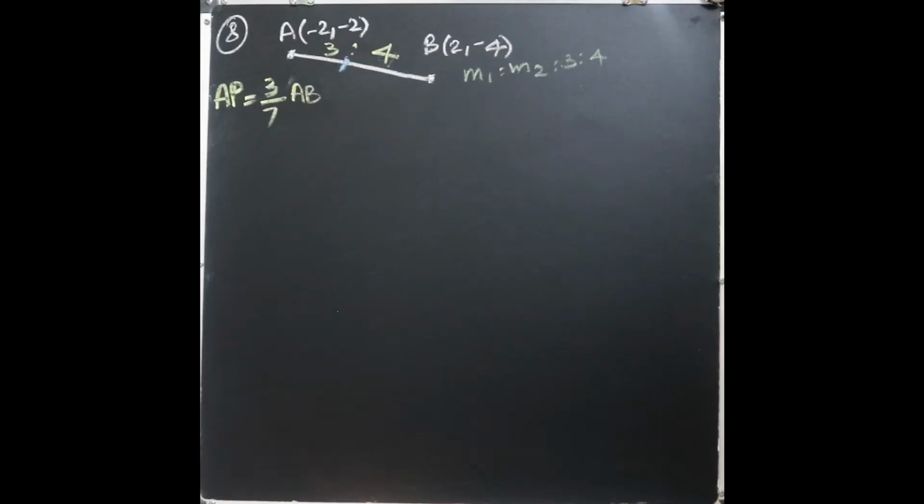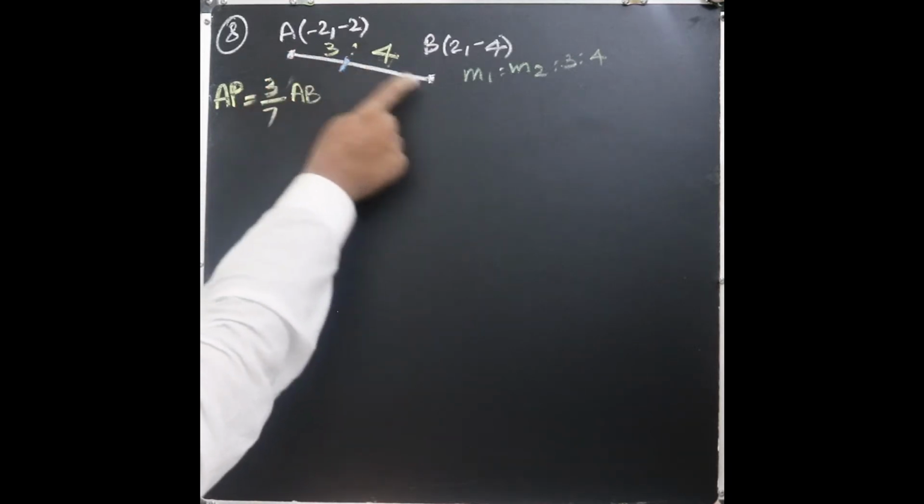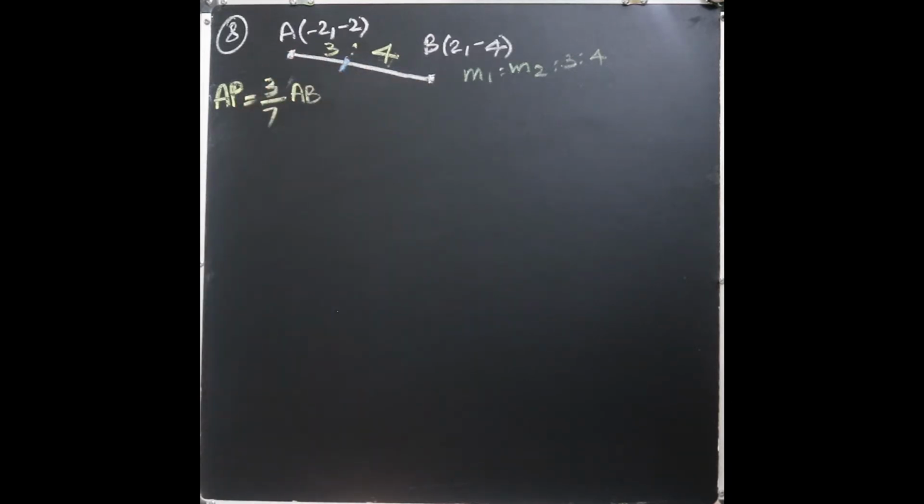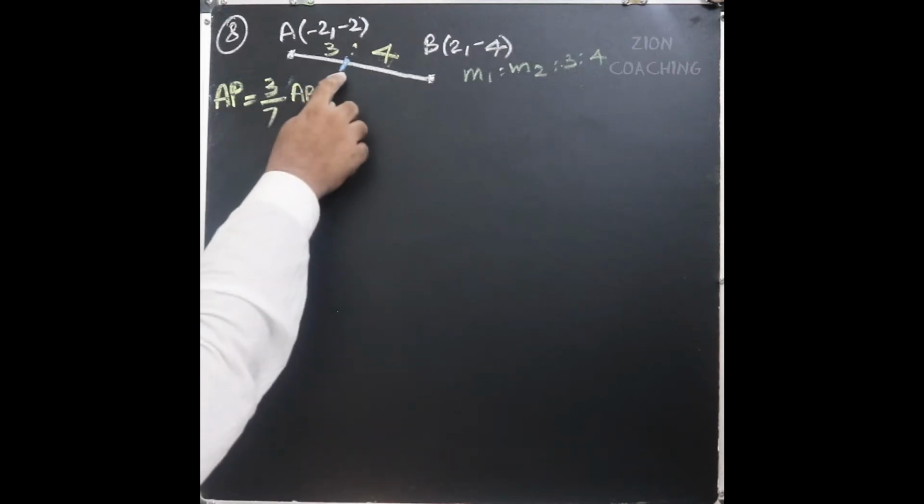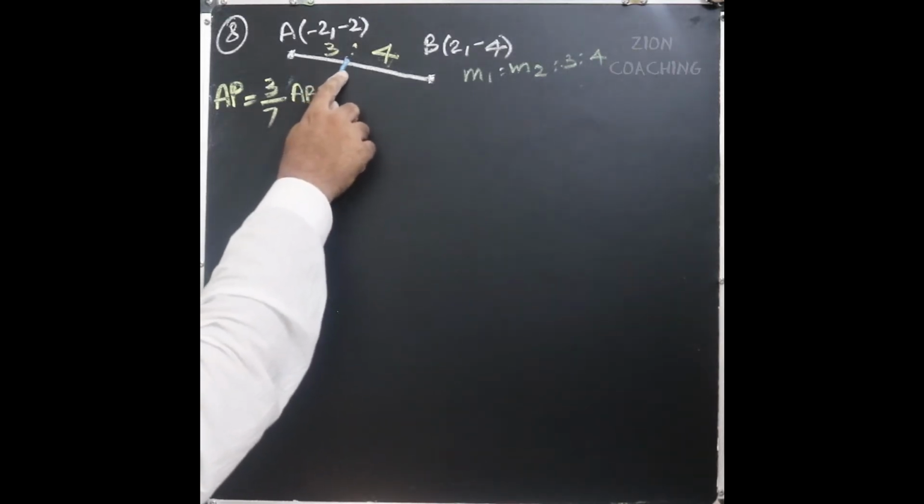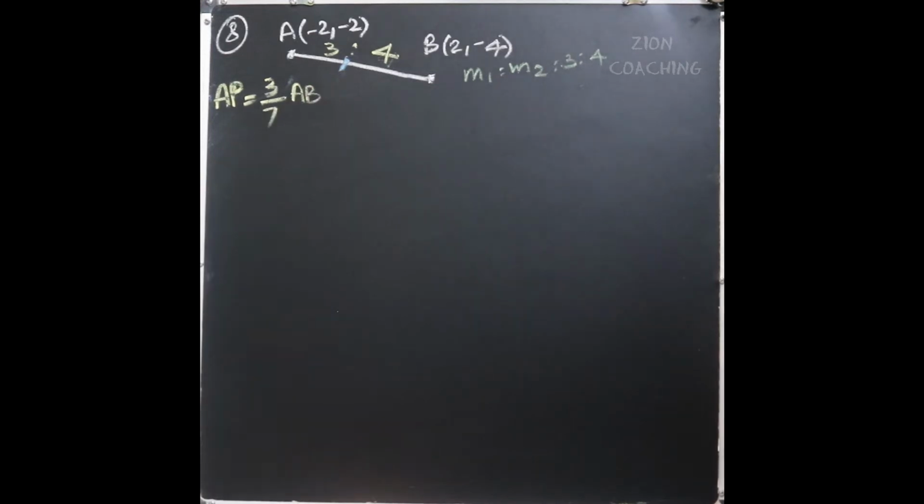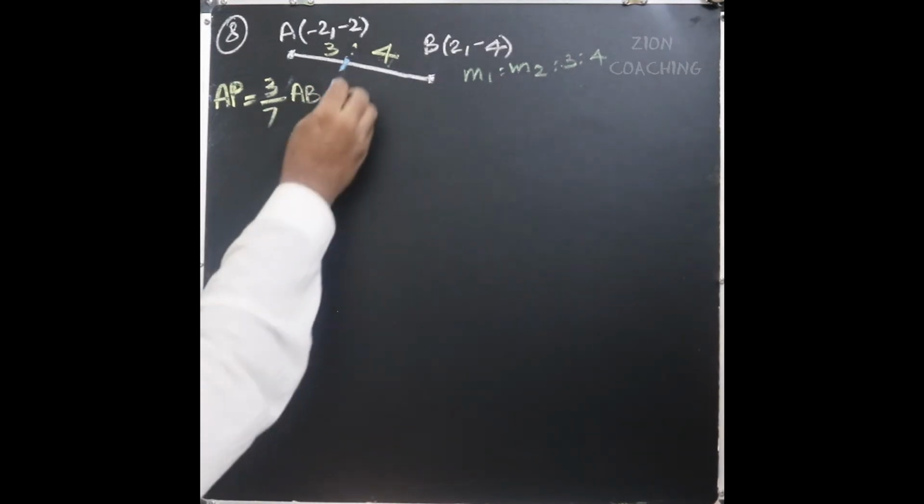Question number 8. They have given that A and B are (-2, -2) and (2, -4) respectively. I have drawn a line joining those two coordinates. Now they are asking us to find the coordinates of this point P. The point P is here. I have marked it with the blue color. So this is your point P.